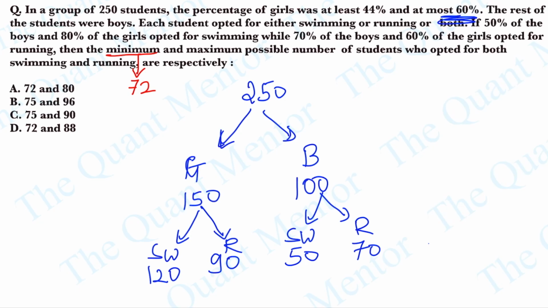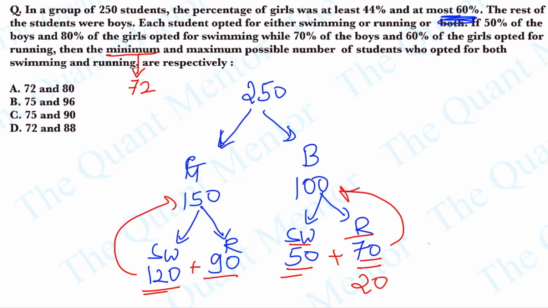As you have seen previously, the number of boys who do both swimming and running would be 50 plus 70 minus the total number of boys. 50 plus 70 is 120 minus 100 would be 20. And similarly, the number of girls who do both swimming and running would be 120 plus 90 minus the number of girls in total, 150. So 120 plus 90 is 210 minus 150 is 60. 60 girls do both running and swimming. 20 boys do both running and swimming. The total number of students who do them both is 60 plus 20, which is 80. So the maximum number of students doing both running and swimming will be 80.